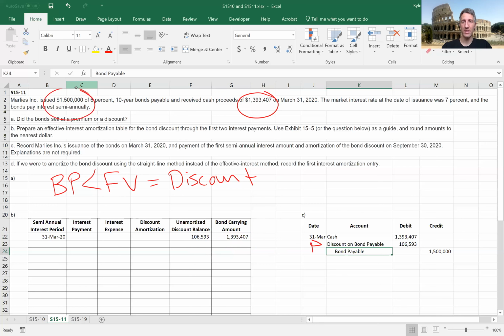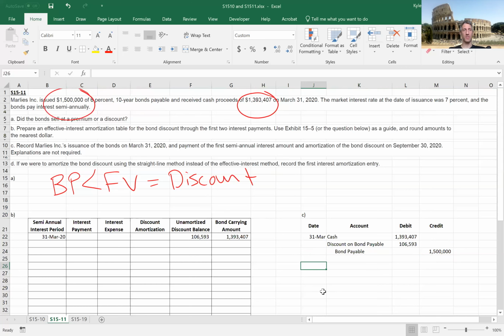So this discount on bond payable, this account here, this is a contra account to the bonds payable account. It offsets the bonds payable account. So right now, there's a credit balance in bonds payable of $1.5 million. Since this discount account is a contra account, it has a debit balance and it offsets that credit balance. So that's March 31st.